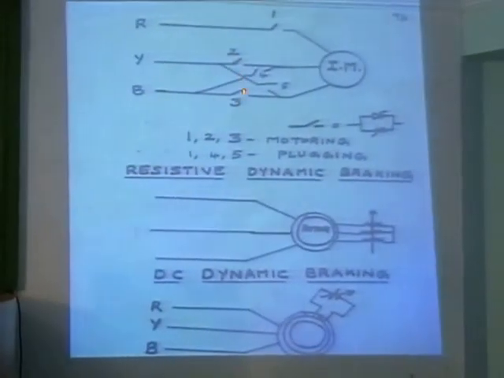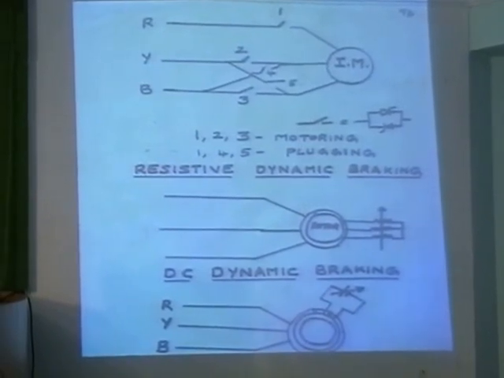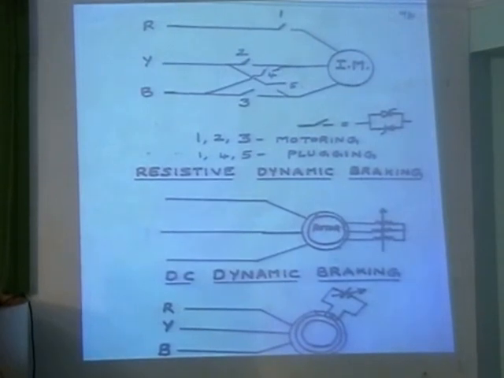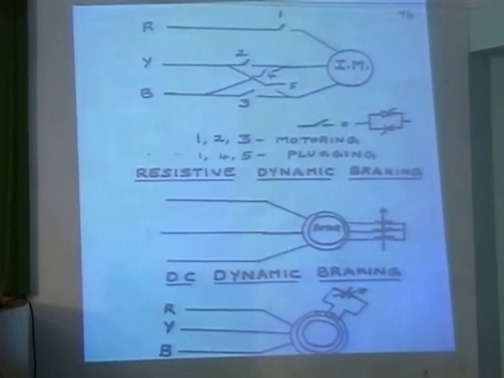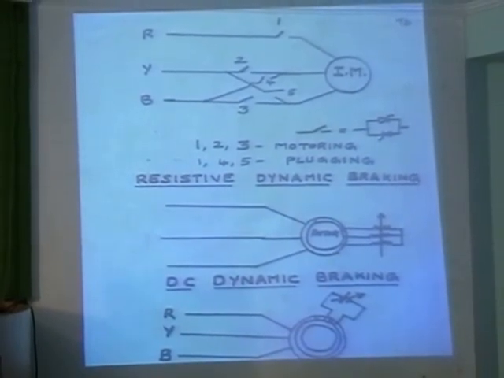And you are reversing the phase sequence. So to reverse the phase sequence, open 2 and 3, close 4 and 5. Instead of RYB, you will have RBY. RBY is a phase sequence opposite to RYB. So you have studied in induction motor, if the phase sequence is reversed, it starts running in the opposite direction.